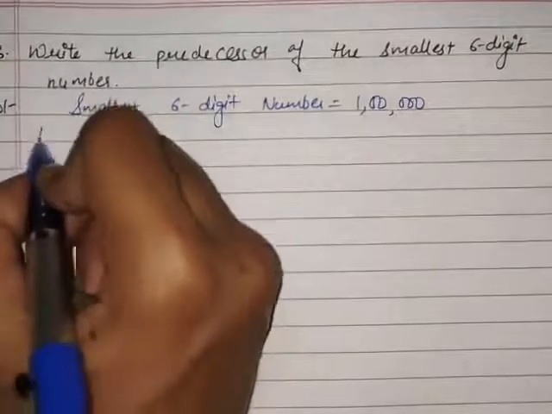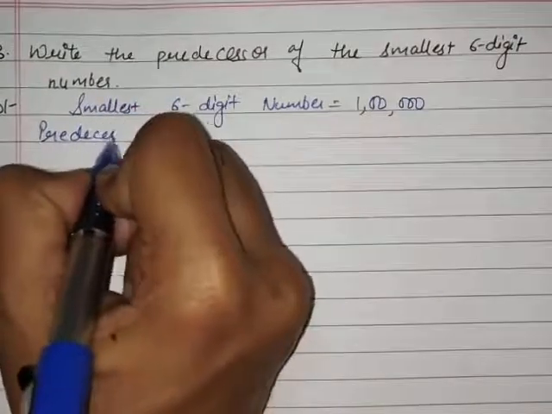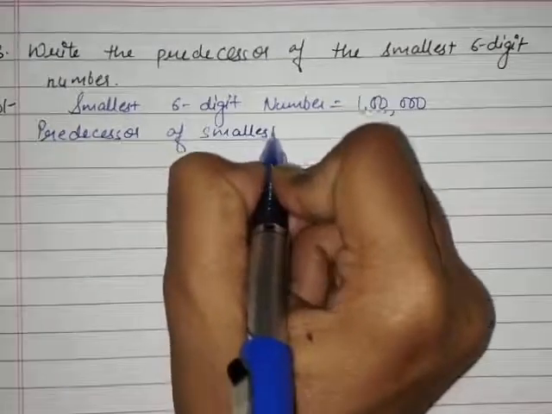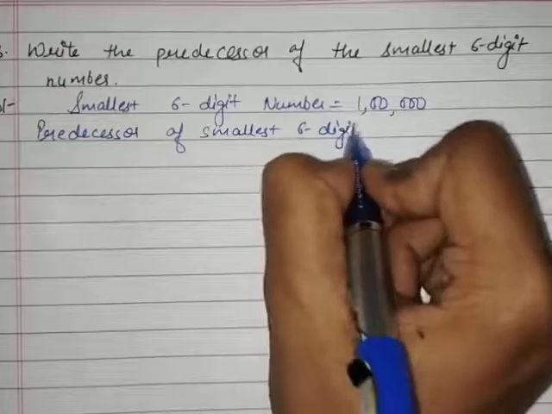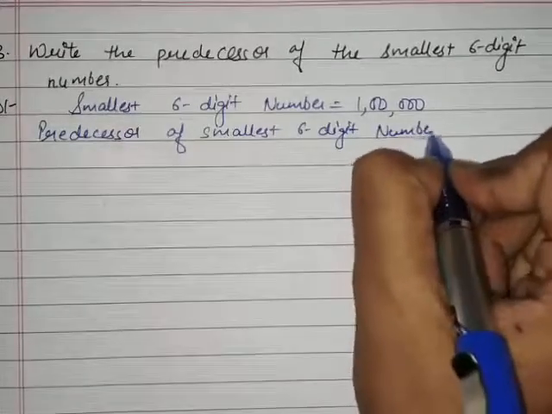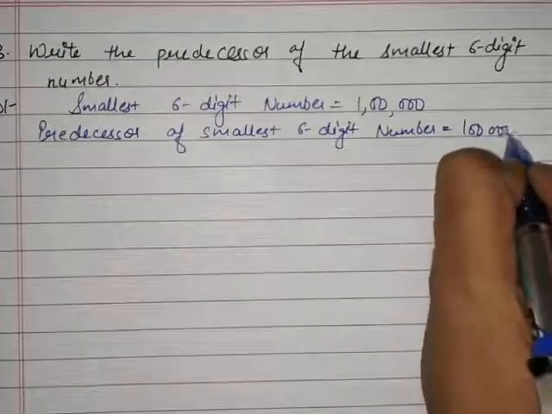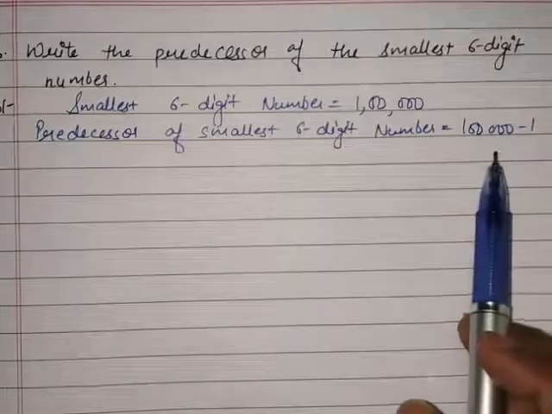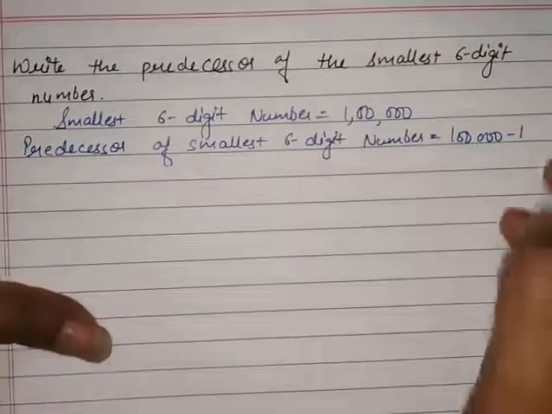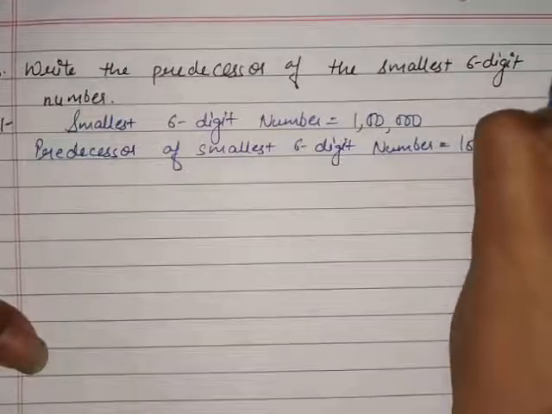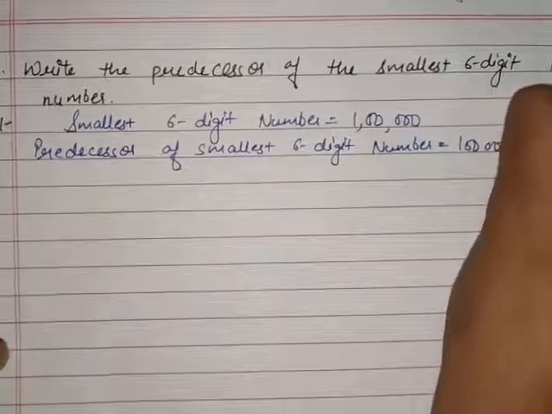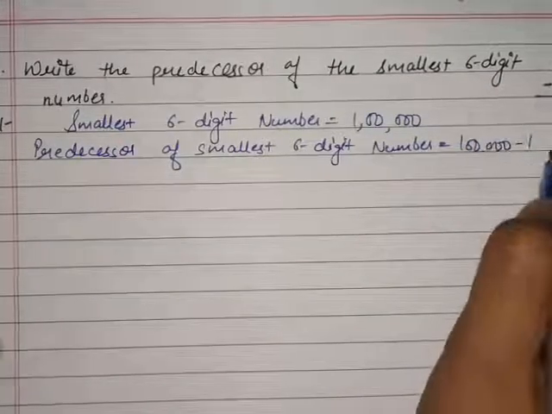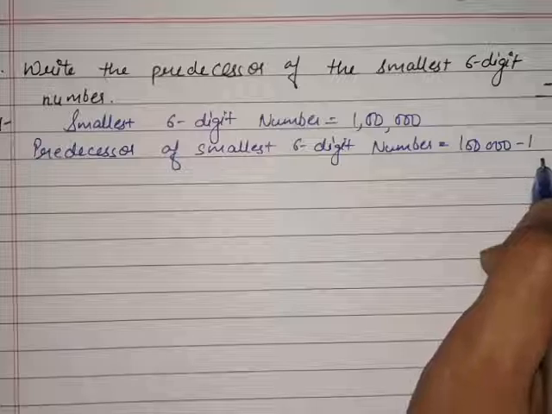So predecessor of smallest 6-digit number equals 1 lakh minus 1. You can also do this subtraction in the rough column. This is my rough column, so I will subtract the number there. 1 lakh minus 1. Now 0 is smaller than 1, so it will take a borrow.